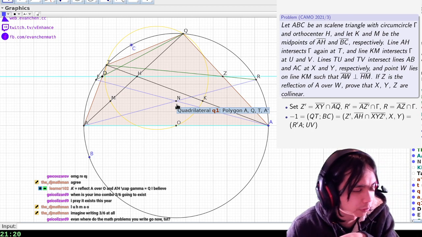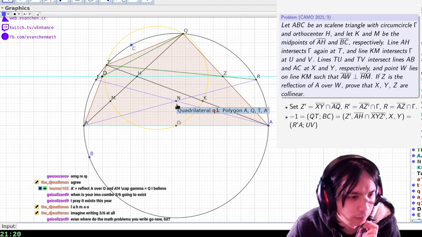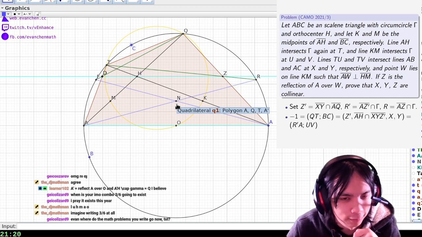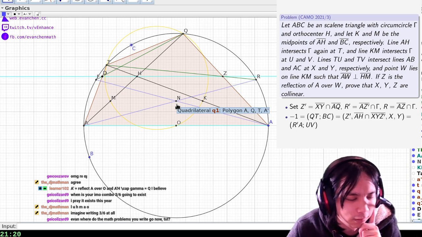Where do the math problems you write go now? TST? Sort of. I don't write as much as I used to. I kind of used up all my good ideas around 2014 to 2018-ish.